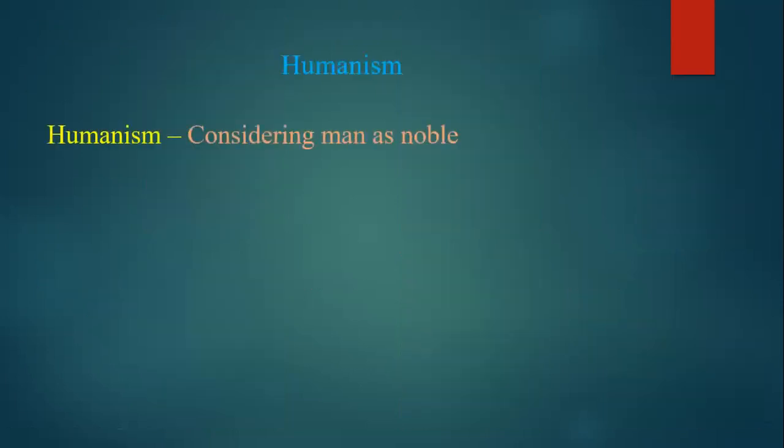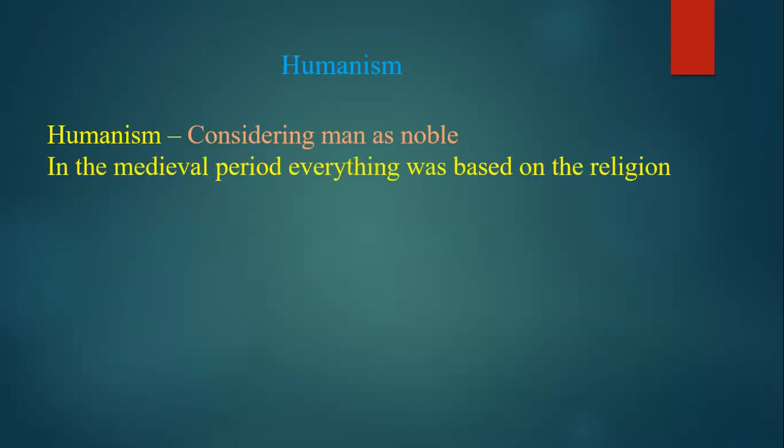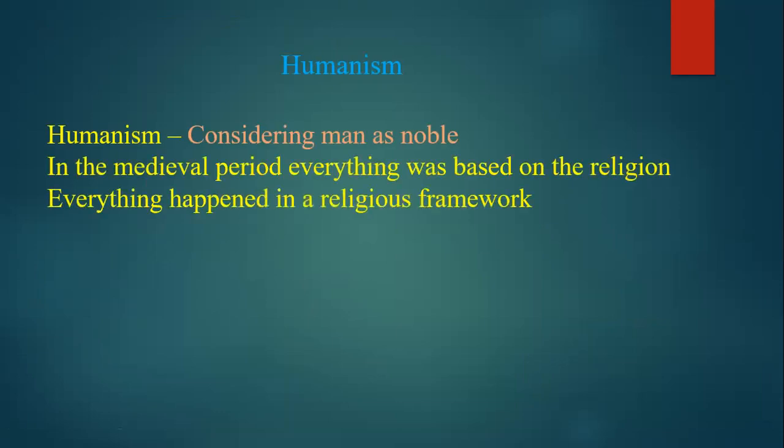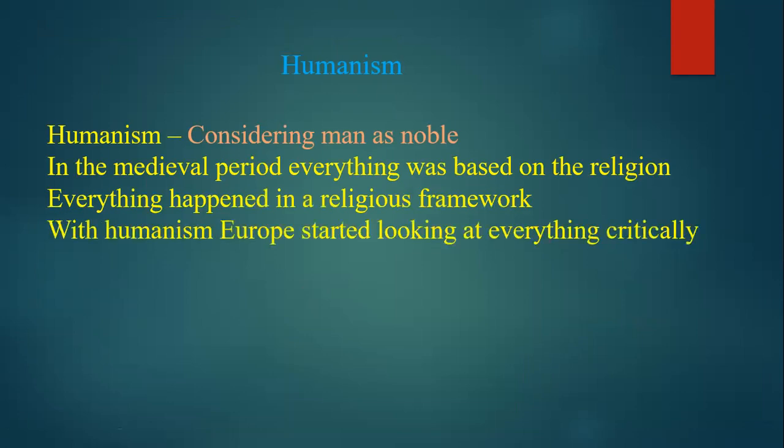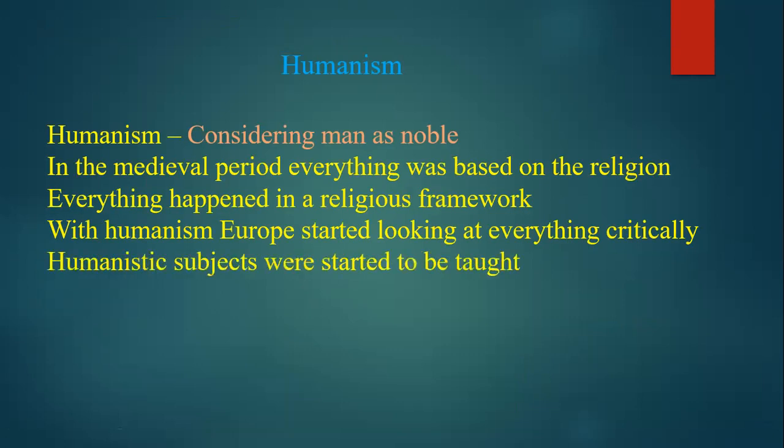Humanism. What is humanism? Considering man as noble. In the medieval period, everything was based on religion, everything happened in a religious framework. With humanism, Europe started looking at everything critically. Humanistic subjects started to be taught. Literature, history, art, and ethics were humanistic subjects which you can criticize.